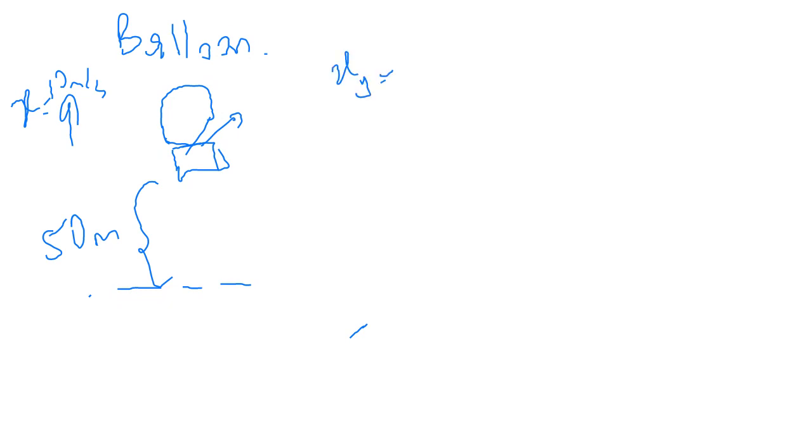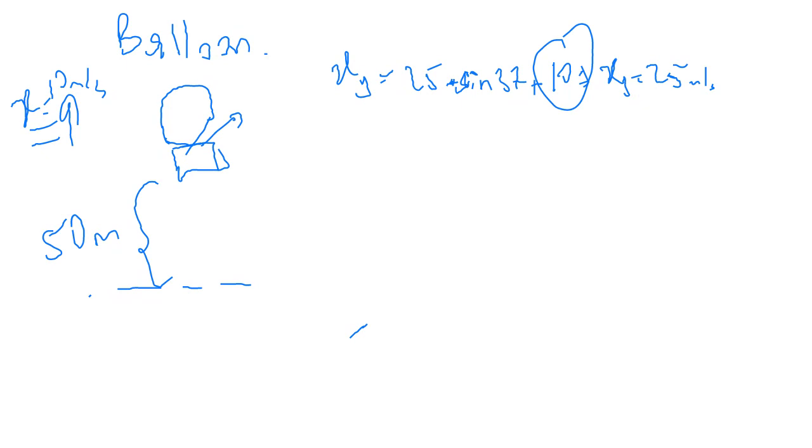So what is the y component of the velocity? It is v0 times sine 37 plus this one, 10. So Vy is 25 meters per second. Most of our friends didn't add this one, and obviously everything is wrong.